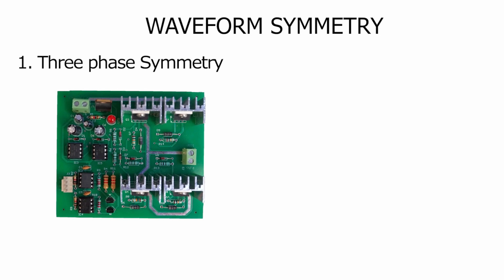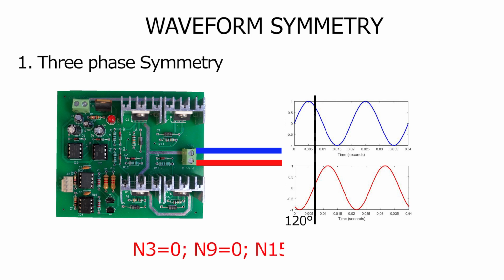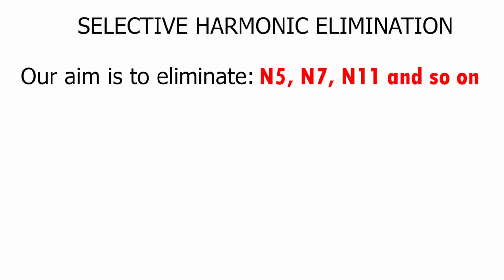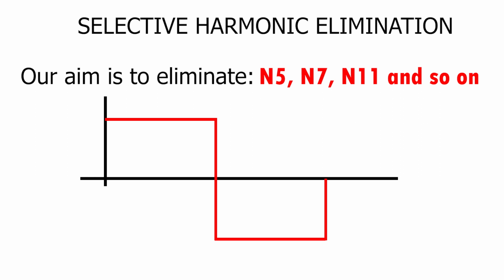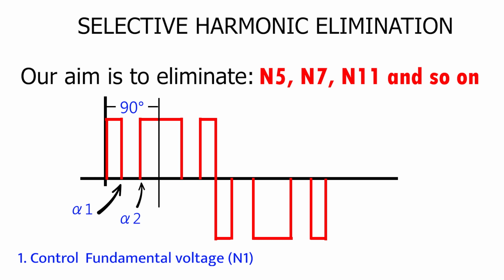To achieve three-phase symmetry, the inverter legs should be operated in such a way that the output voltage waveforms have a phase difference of 120 degrees. Three-phase symmetry confirms the absence of third harmonics and its multiples, that is n3, n9, n15 and so on. Therefore we need to focus on the elimination of 5th, 7th, 11th and so on harmonic voltages. Now instead of this fixed square waveform, if we introduce notches like this, we can control the voltage magnitude and also remove harmonics.